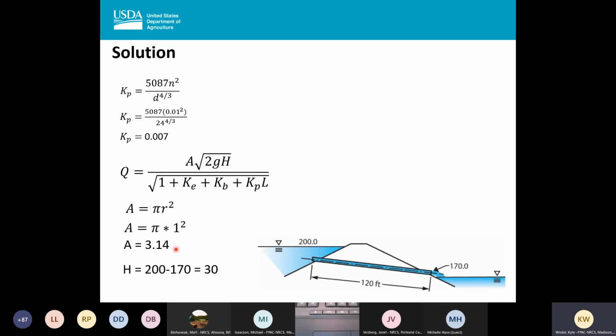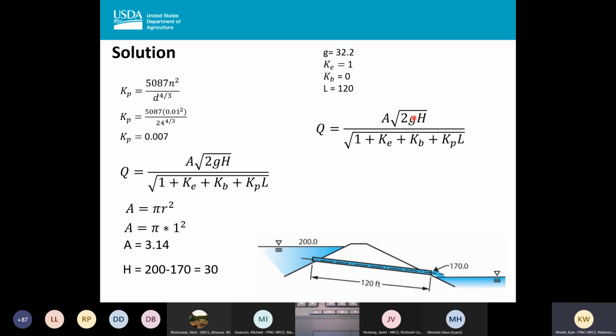Calculate out my area. So now I know that, and I'm going to calculate out my head. I'm at 200 feet, and my outlet's at 170 feet, so I'm going to have a 30-foot difference. And again, I know KE was given to me. I don't have any bends, so that's going to be 0. My length is 120 feet, that's given to me. And so now I have all my variables, and I'm able to plug them into my equation, and I solve for 81.9 CFS.